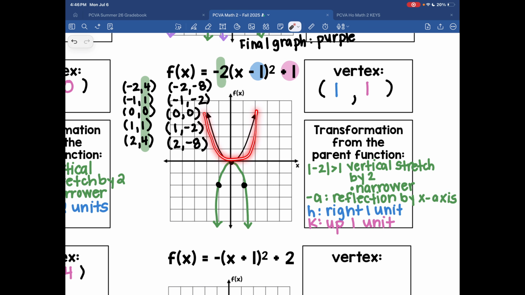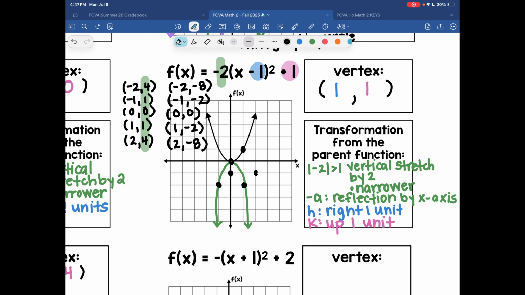So we have this one here, and then this one's skinnier. But then it did a reflection and flipped over that x-axis. Now that I've done that, from the green points, we're going to go right 1, up 1. There's my point. So from this one, right 1, up 1. There's my point.